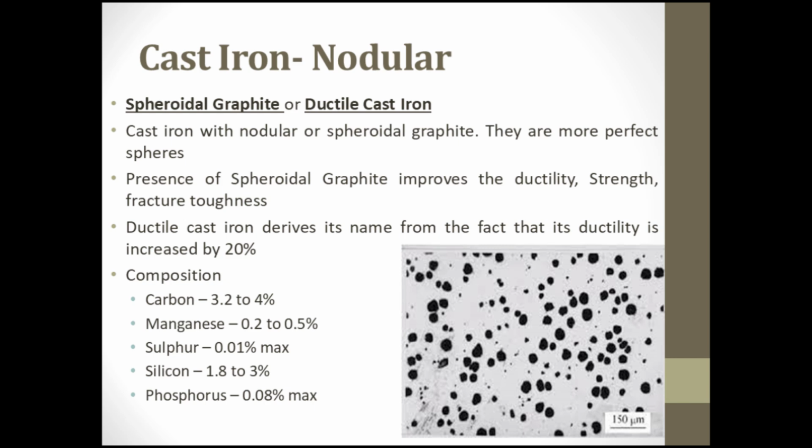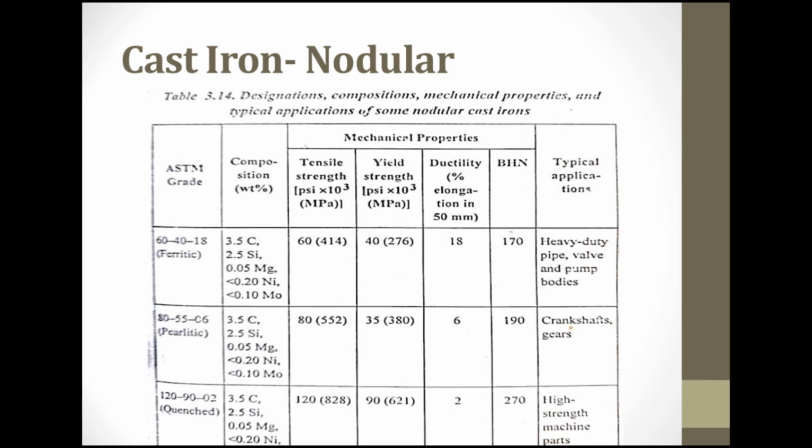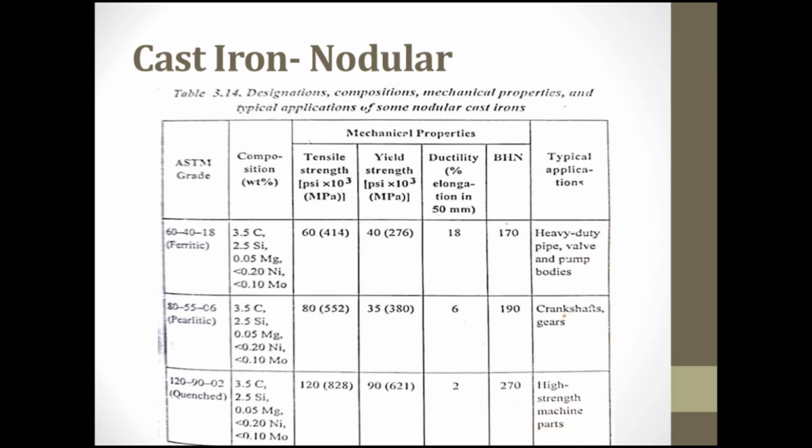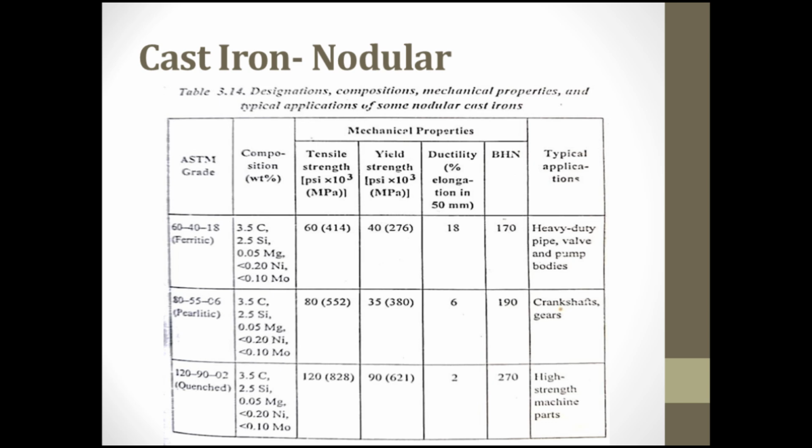Composition: carbon 3.2 to 4%, manganese 0.2 to 0.5%, sulfur 0.01% max, silicon 1.8 to 3%, phosphorus 0.08% max. Cast iron nodular. This page shows the table of designations, compositions, mechanical properties, and typical applications of some nodular cast irons.